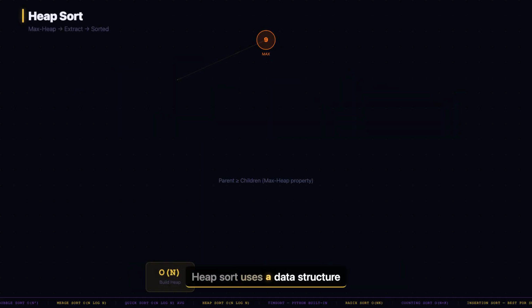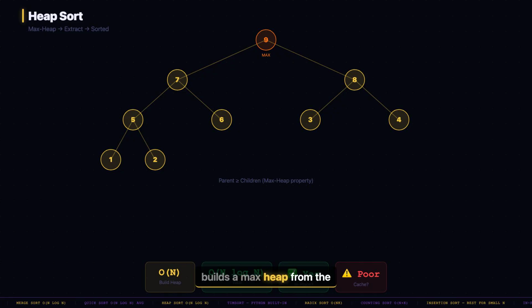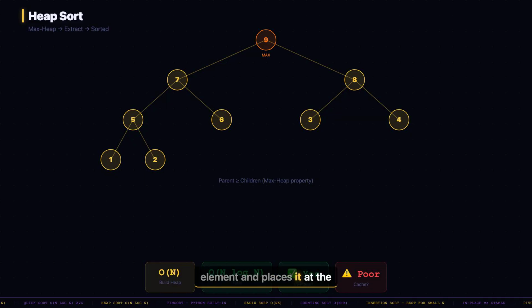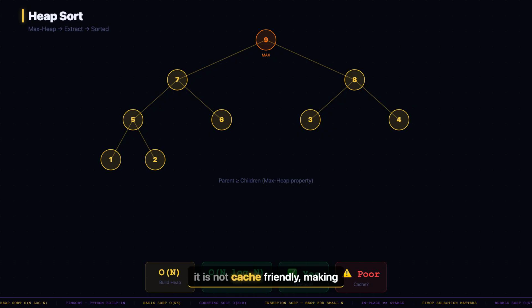Heap sort uses a data structure called a binary heap. It first builds a max heap from the array. This takes O of n, then it repeatedly extracts the maximum element and places it at the end. Each extraction is O of log n, so the total is O of n log n. Heap sort is in place and has consistent performance. But it is not cache friendly, making it slower than quicksort in practice.